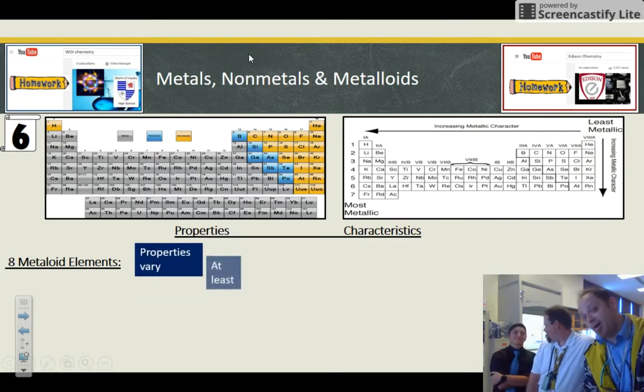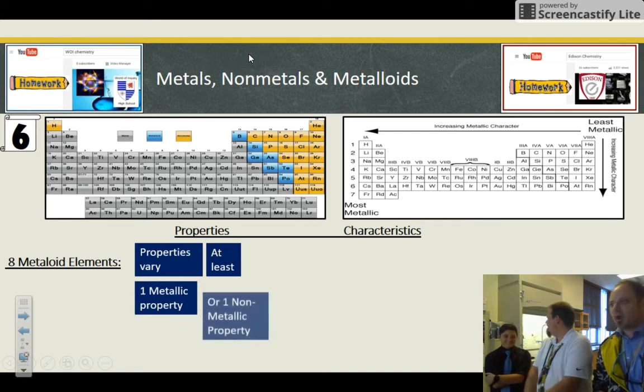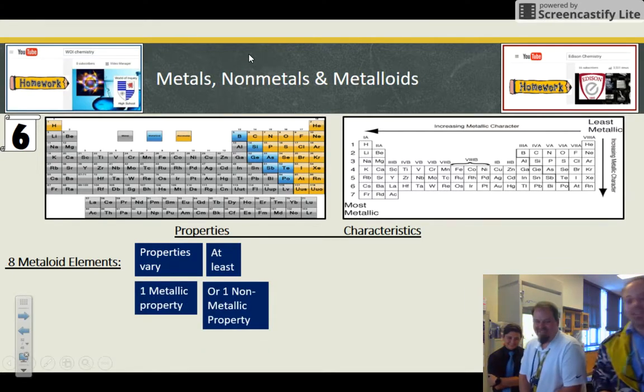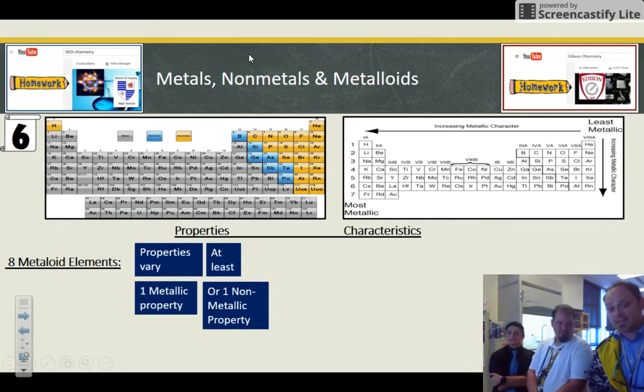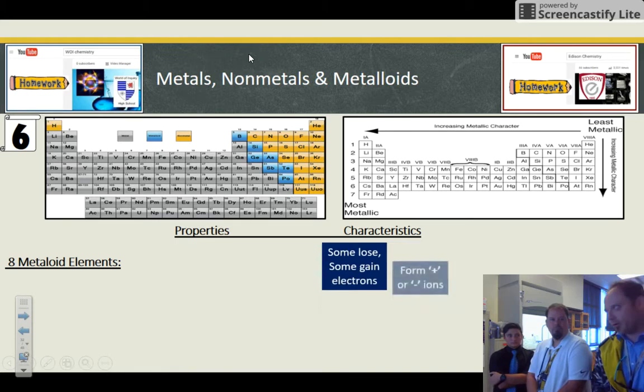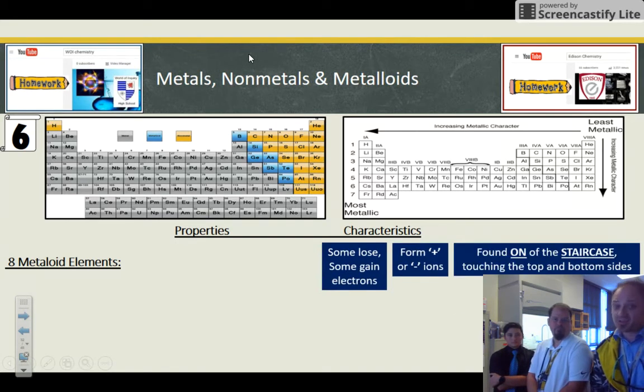Let me hit up the metalloids. These properties may vary. They have at least one metallic property and at least one non-metallic property. For example, silicon conducts electricity, but it's brittle. It's shiny metallic unless you smash it and it turns black. So it doesn't know where it really wants to live. Some gain and some lose electrons, so they form a variety of ions, mostly positive, sometimes negative.